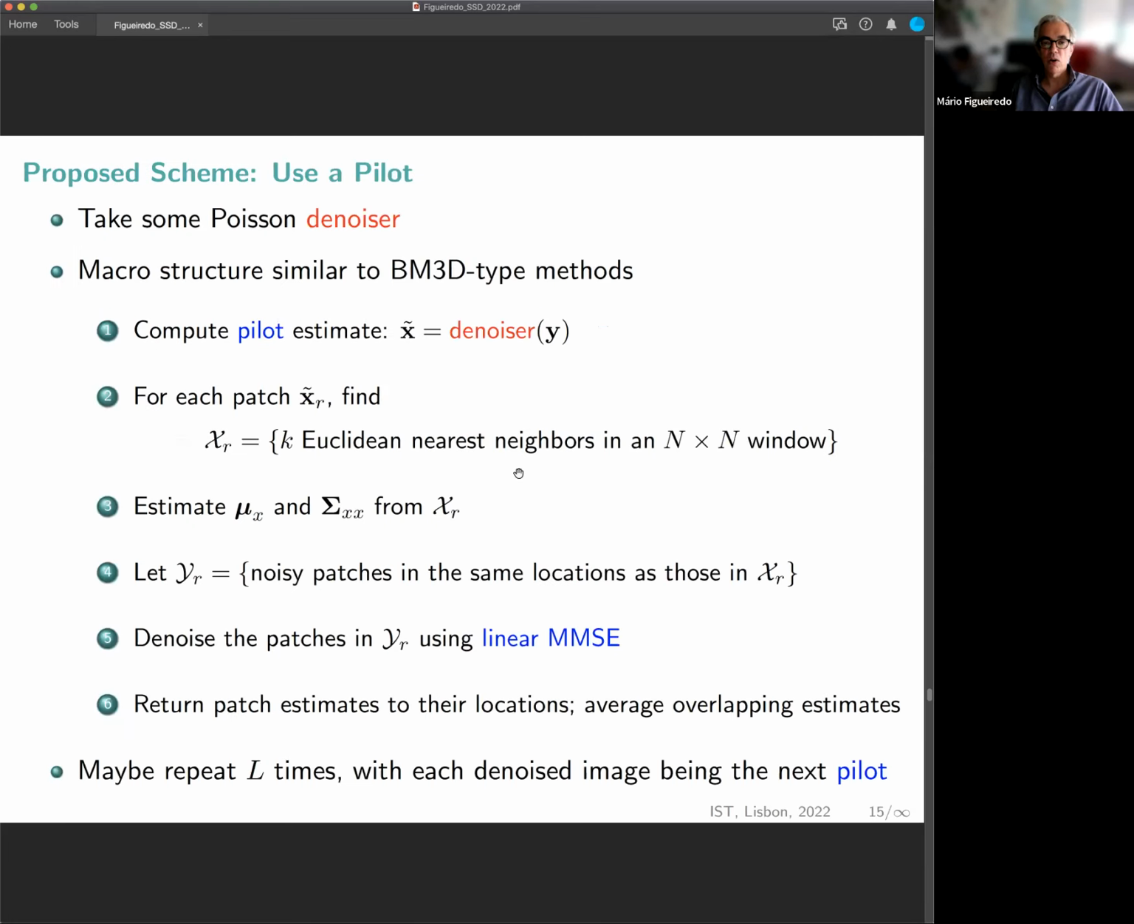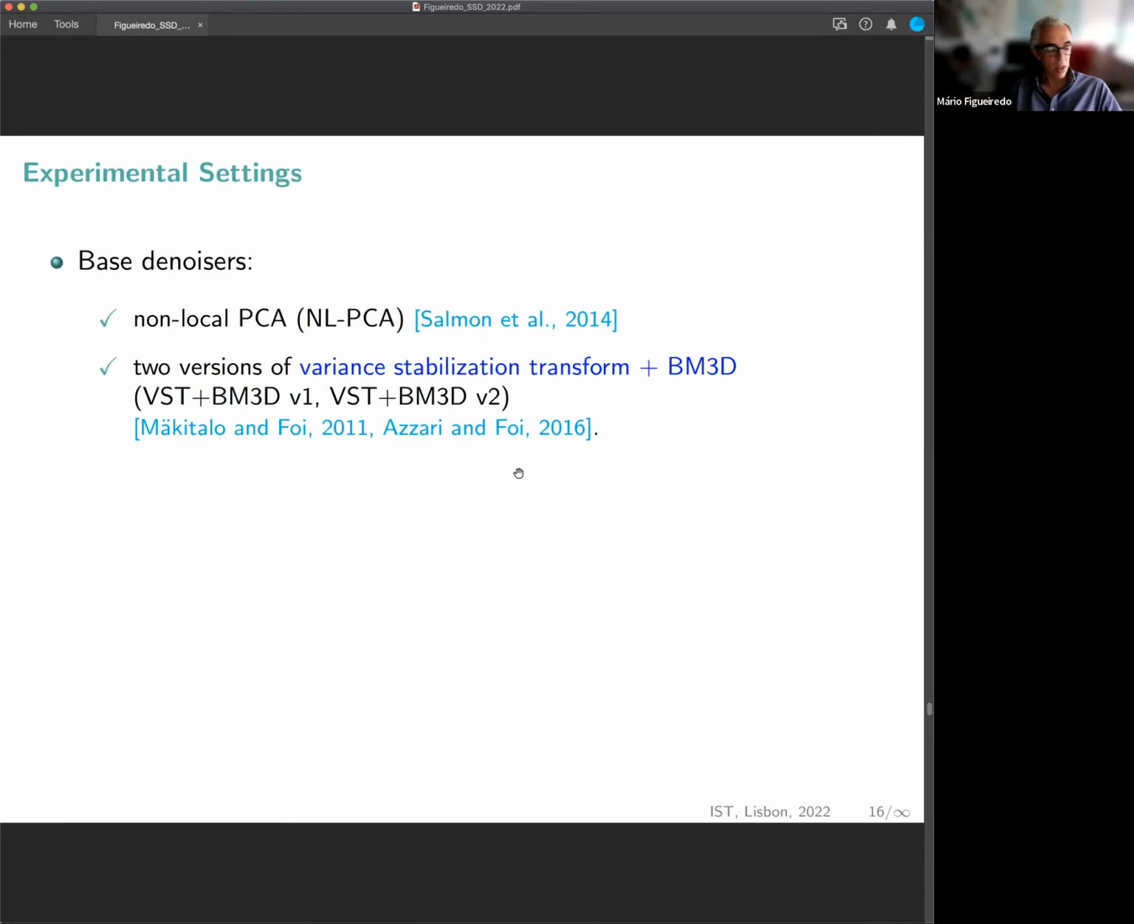So let me show you some examples. What base denoisers have we used? We used what was state of the art at the time, apart from deep networks, which is non-local PCA and 2 versions of the variance stabilization plus BM3D. Variance stabilization is that method where you start by doing some nonlinear processing on the Poisson image to make the variance approximately constant, and then you apply a method designed for Gaussian noise.